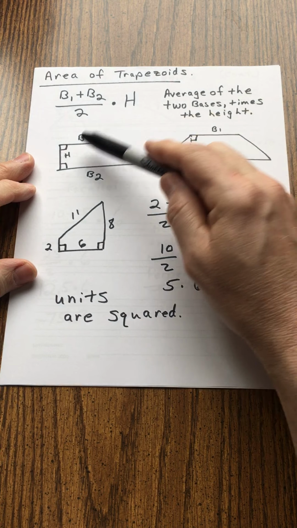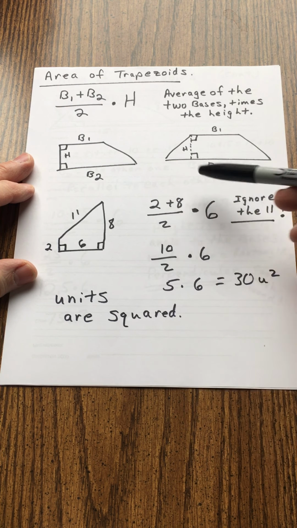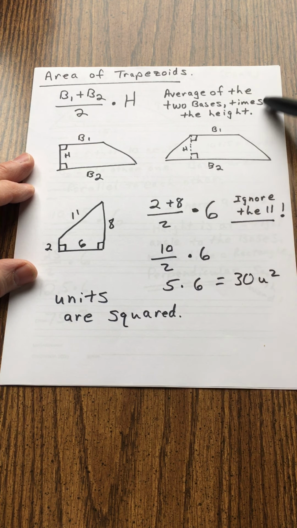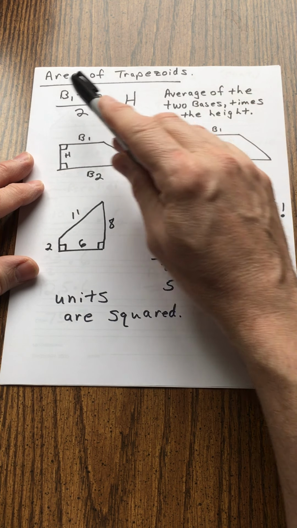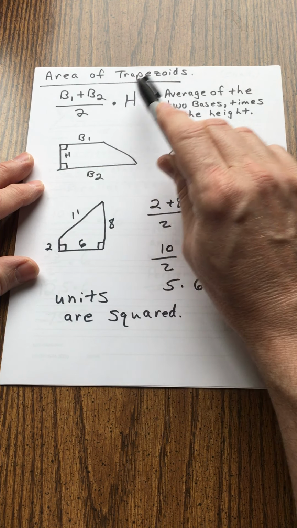So you add your two bases up and then you divide it by 2. That gives you the average, right? Add up all your numbers, divide by how many numbers you added. That gives you your average or your mean, times the height. So basically we're coming up with a base times the height.